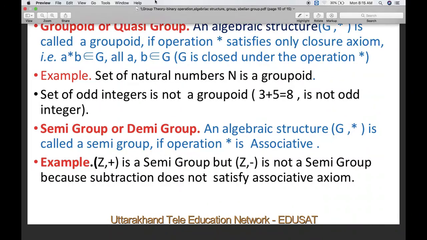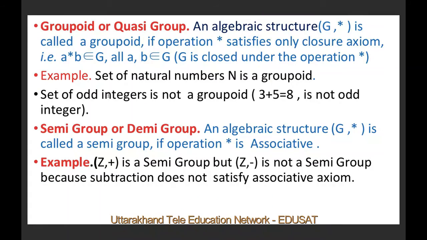An algebraic structure (G, star) is called a groupoid if the operation star satisfies only the closure axiom. That is, a star b belongs to G for all a, b belonging to G, meaning G is closed under the operation of star. For example, the set of natural numbers N is a groupoid under the operation of addition, because we have seen the sum of two natural numbers is always a natural number.